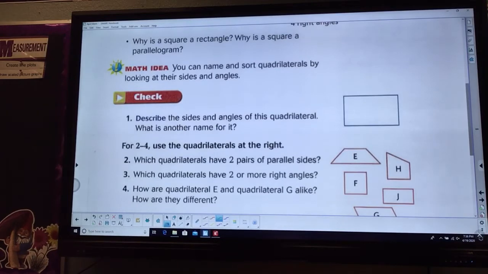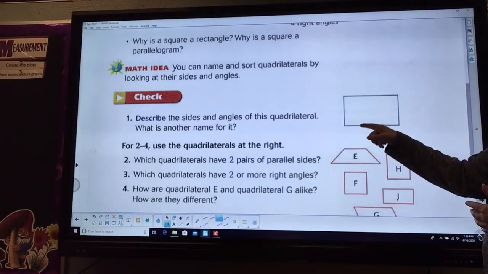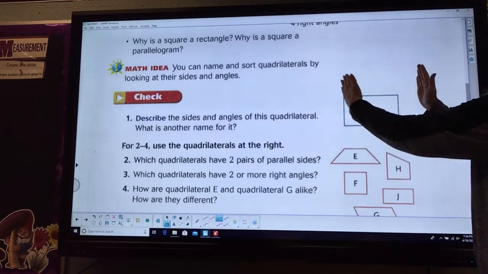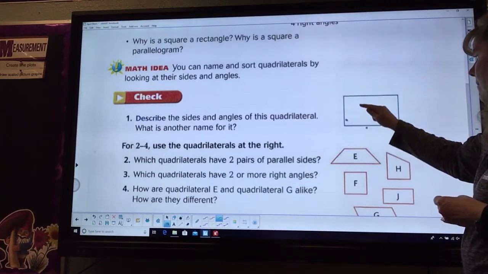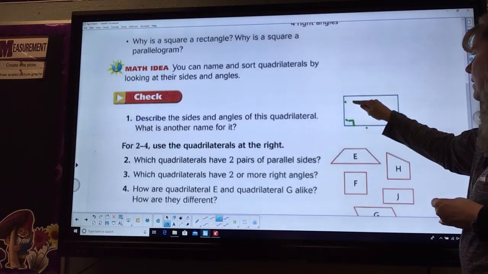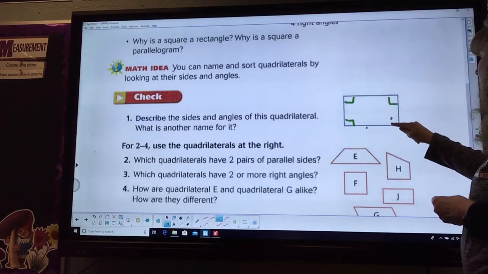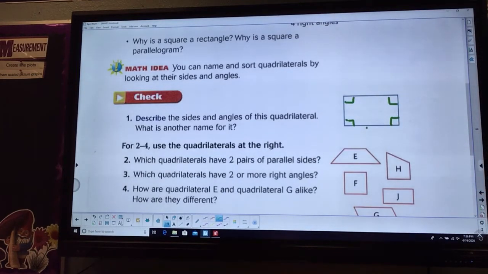It says, describe the sides and angles of this quadrilateral. What's another name for it? Once again, you need to use your checklist. Okay, I am seeing that I have 2 sets of parallel lines. I am also seeing that I have some right angles in this. Now, I know that my sides aren't all equal, so it can't be a square, so it has to be a rectangle. So on this one, the answer is rectangle.